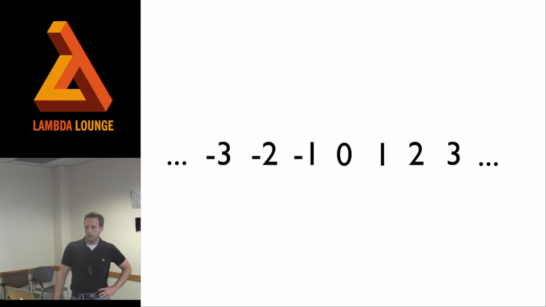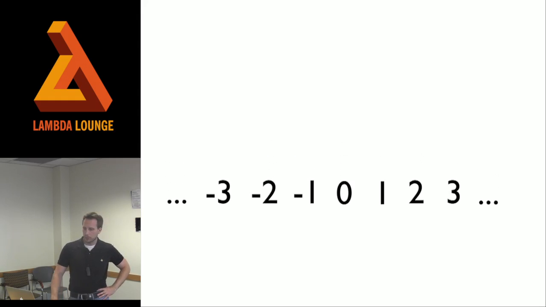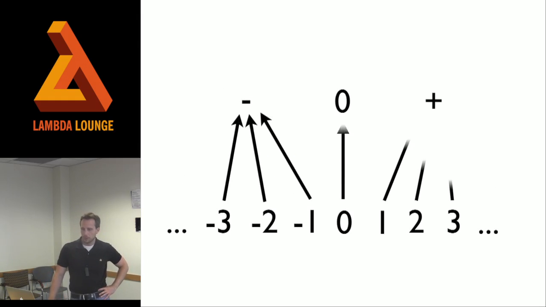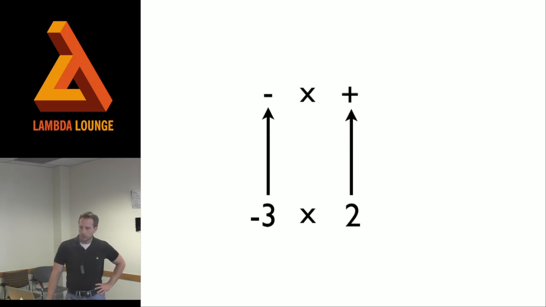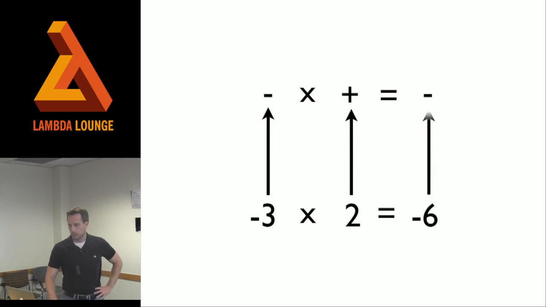So if we start with the integers, we can abstract each integer to its sign. So all the negatives go to negative, 0 goes to 0, and the positives go to positive. And then what we do is we come up with the corresponding abstractions for operations on these abstractions. So for instance, if we have negative 3 times 2, that becomes negative times positive, which of course yields negative. So we can abstract negative 3 and 2 into negative and positive, and then come up with an answer without actually computing negative 3 times 2 to know that the answer was negative 6.